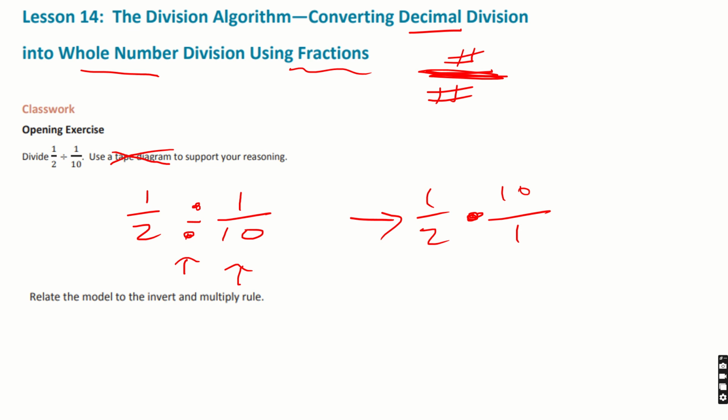Now at this point we can cross cancel if you wanted to. We could cross cancel the 10 and the 2, but that's a you decision. In this case, this is simple enough. We could also just multiply straight across. 1 times 10 is 10, and 2 times 1 is 2. And then we would divide here, which would be the same thing as if we did this cross-canceling chunk here.